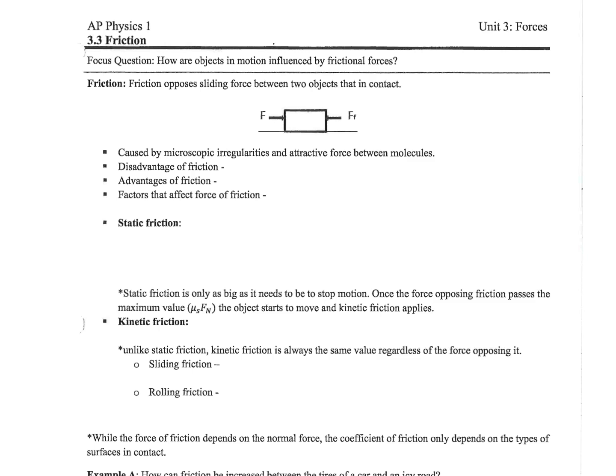All right, friction. How are objects in motion influenced by frictional forces? Do you remember what I said a while back about frictional forces? Frictional forces are caused by microscopic imperfections in the object, okay? If you think about it, I've got a few things up here.